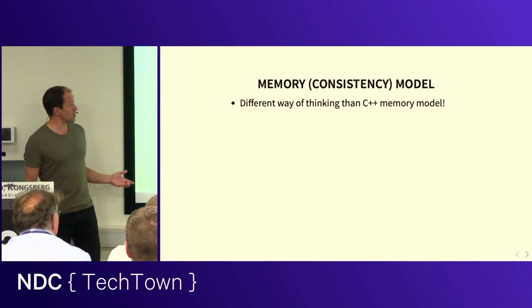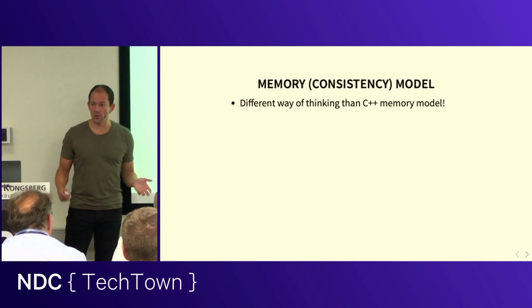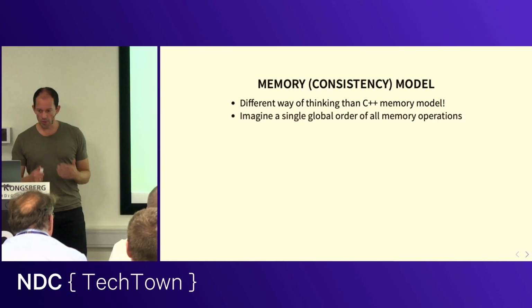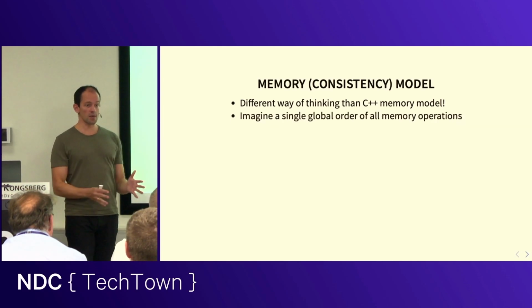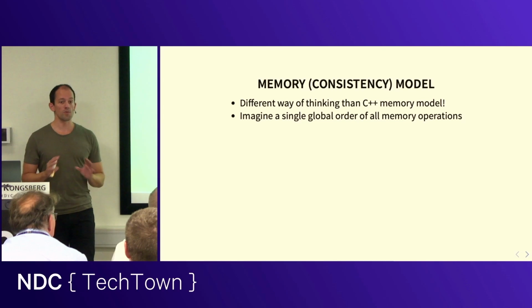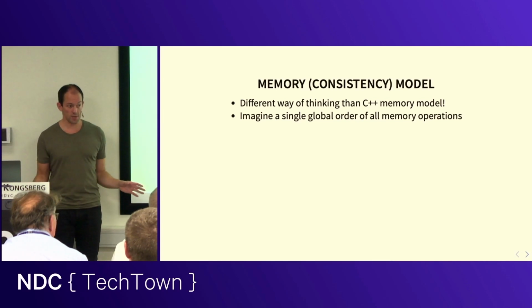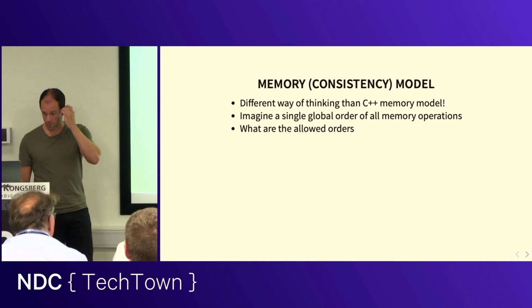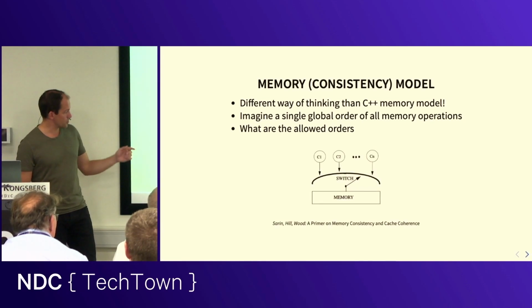CPU memory models, also called memory consistency models, have a different way of thinking about things. They typically say, imagine that there's a single global total order of all memory operations, like always. What are the allowed orders? So I stole this illustration from this book here.